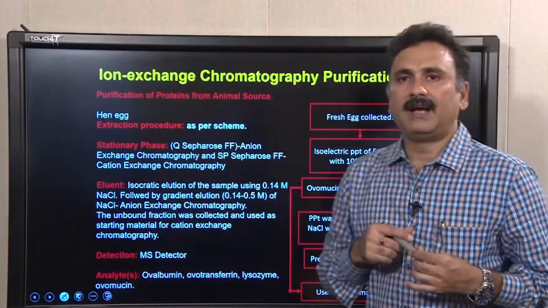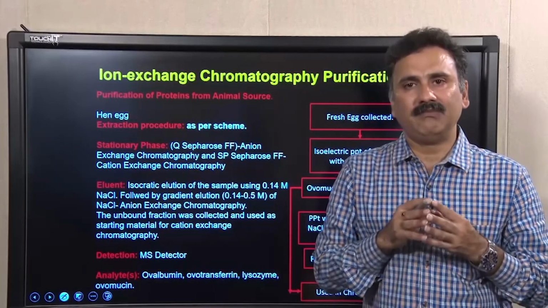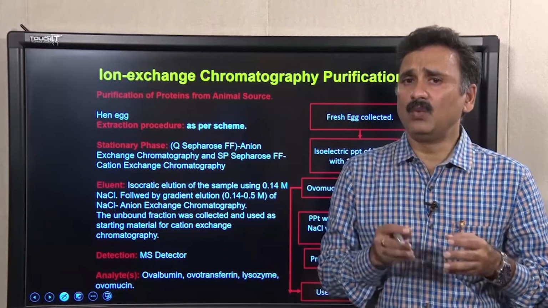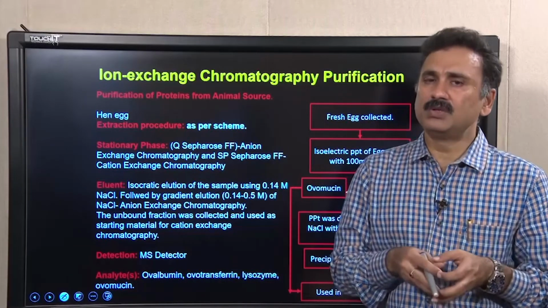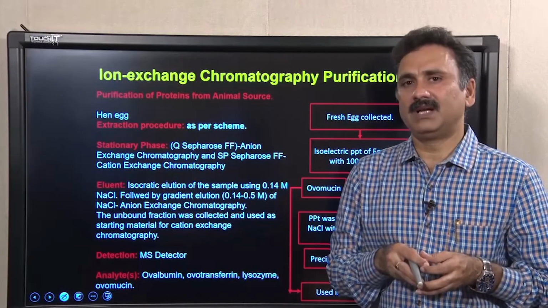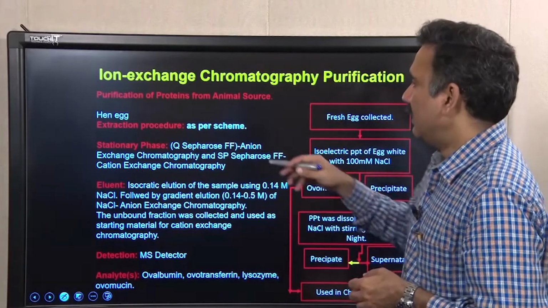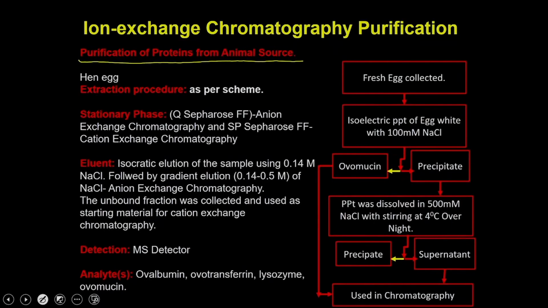Now, the third example: so far we have discussed plants, and now we will discuss animal cells. We will discuss how you can isolate protein from an animal source. For this example, we have taken the hen egg. Our objective is to purify the protein from the animal source. We have taken an example of hen egg, and the first step is that we have to follow an extraction procedure.